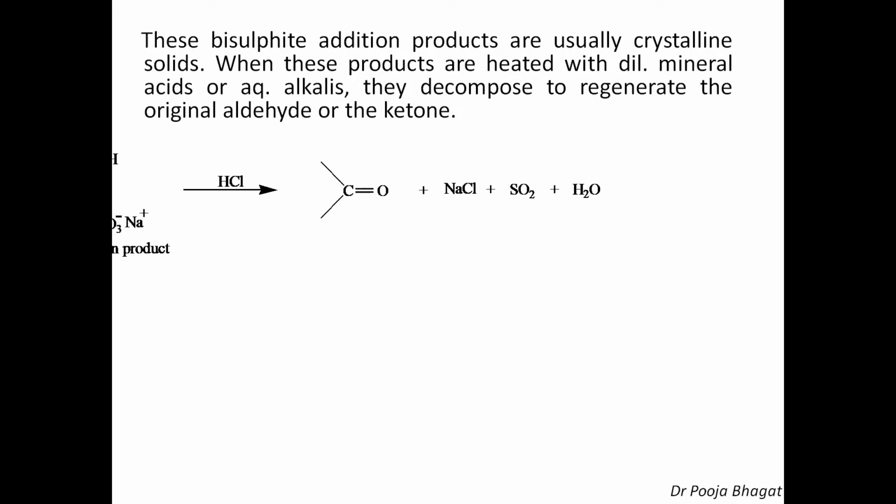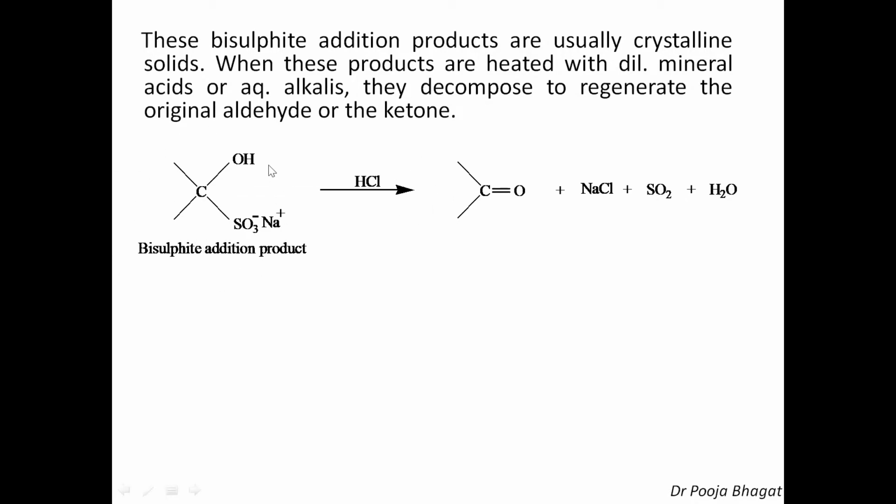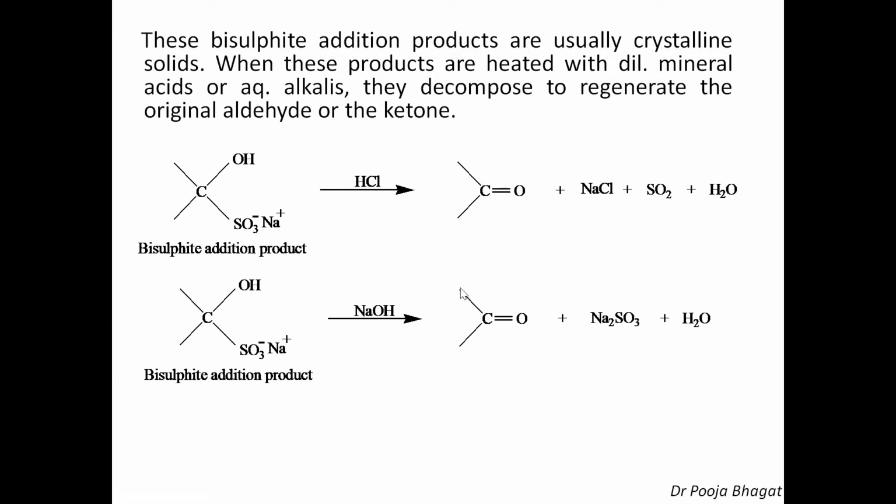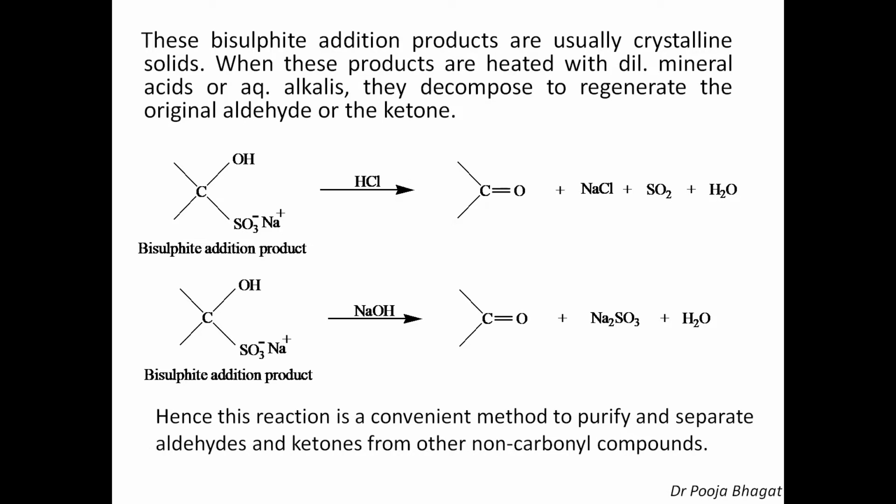the carbonyl compounds from non-carbonyl compounds. This is the bisulfite addition product. When you heat it with dilute acid, you see the carbonyl group is regenerated with NaCl, sodium chloride, sulfur dioxide and water. These are the side products, byproducts. Similarly, when bisulfite addition products are heated with NaOH, then you get the carbonyl compound plus sodium sulfite plus water. So these are regenerated. And therefore, as I told you, you can use this reaction to purify and separate aldehydes and ketones from other non-carbonyl compounds.